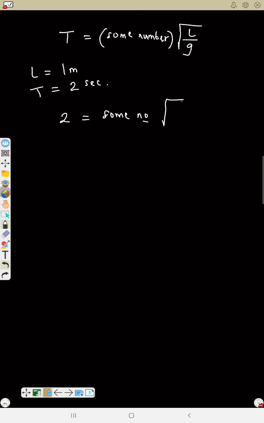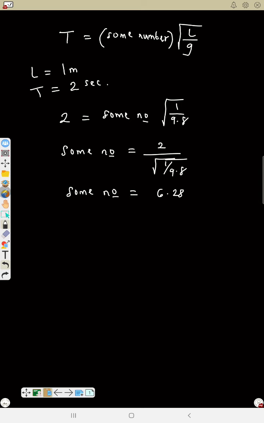Some number times root of 1 over g, where g is constant, that is 9.8. So that is acceleration due to gravity. So some number is equal to 2 divided by square root of 1 over 9.8. If you press the calculator directly, some number is equal to 6.28, which is approximately 2 pi.